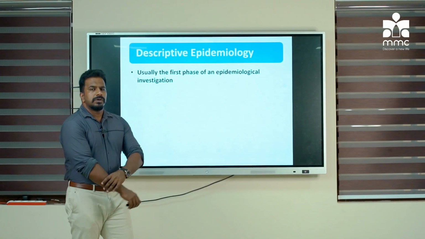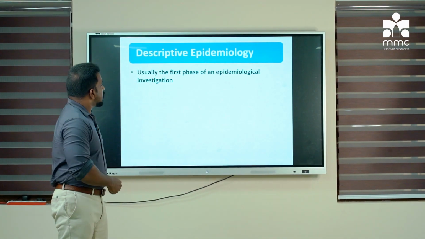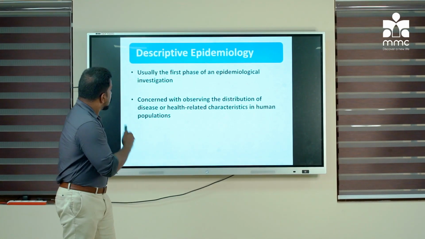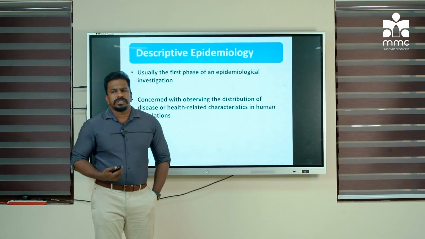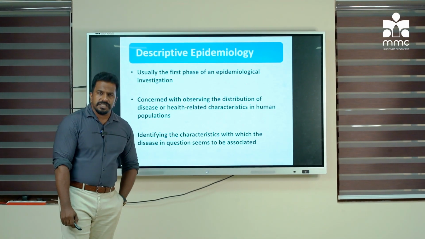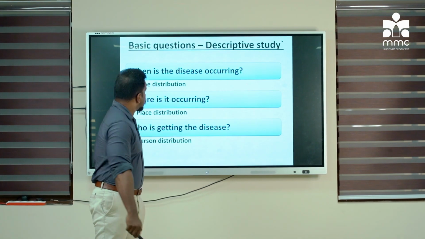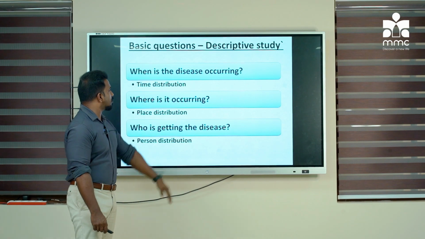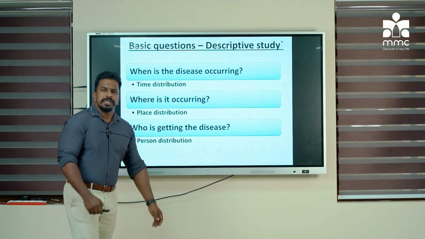So we will go into more detail. First one is descriptive epidemiology. Usually the first phase of an epidemiological investigation, it is concerned with observation or distribution of a disease, like how it is distributed. It identifies the characteristics with which the disease in question seems to be associated. So it mainly deals with these three questions: when is the disease occurring, what time, where it is occurring, and who is getting the disease.